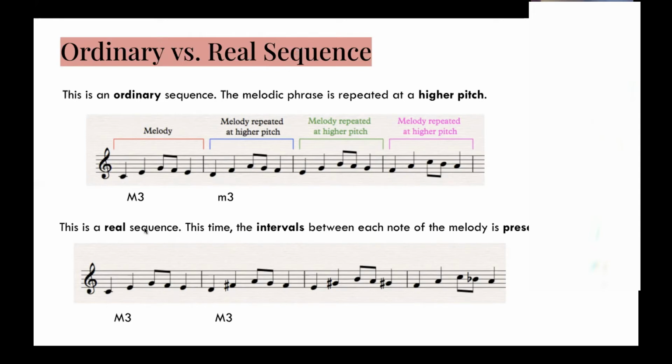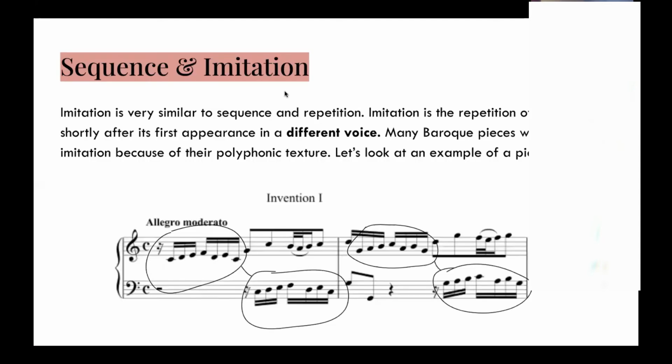But in a real sequence, we preserve the intervals. So as you can see here, C to E is a major third, and then D to F sharp is a major third. And we continue adding whatever accidentals we need to preserve that like interval. So that's just something cool to know.